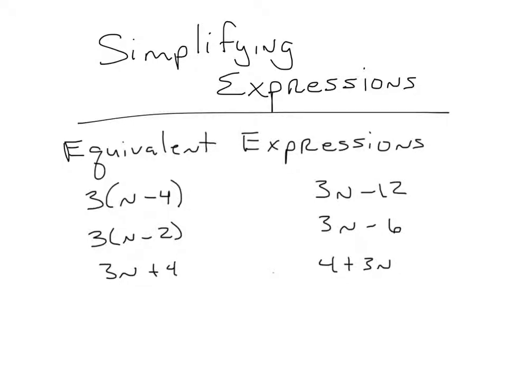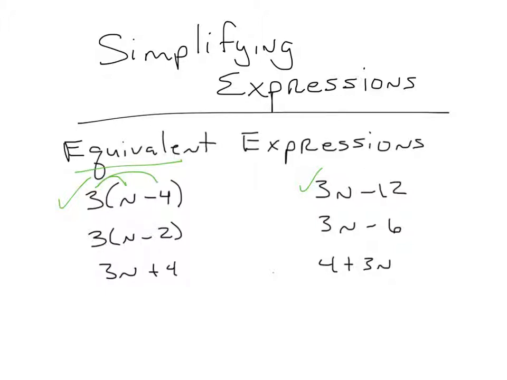Okay, we're going to talk about simplifying expressions, and the first thing we're going to talk about is how to determine whether or not two expressions are equivalent. All right. First of all, I want to see whether or not these first two, 3n minus 4 and 3 times (n minus 4), and 3n minus 12, are both equivalent. Well, one of the first things I have to do is distribute this.